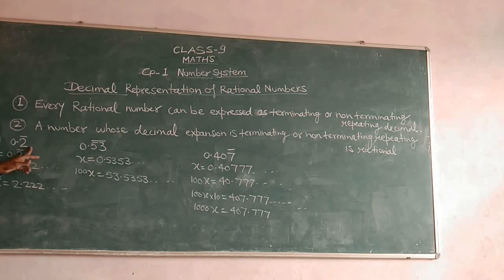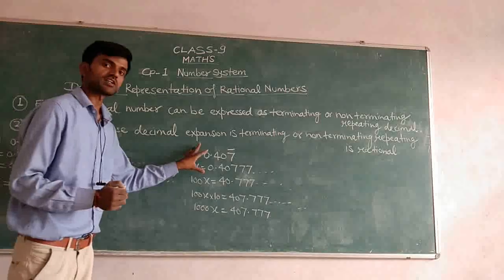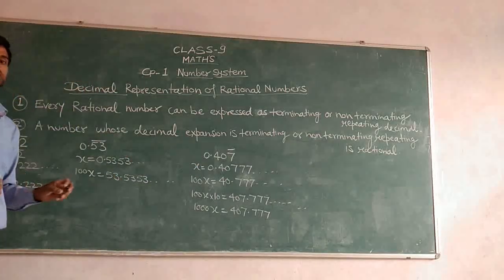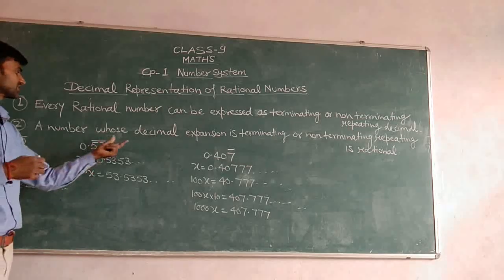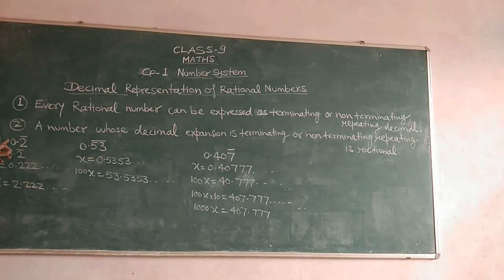Now come to the next one. Here some non-terminating repeating numbers are given and we have to change them into rational numbers. Look at the first one, 0.2 bar. It is not a terminating number, meaning 2 is repeating again and again. Consider this non-terminating number as x. Suppose x equals 0.2 bar. So remove this bar: x equals 0.2, 2 and so on.